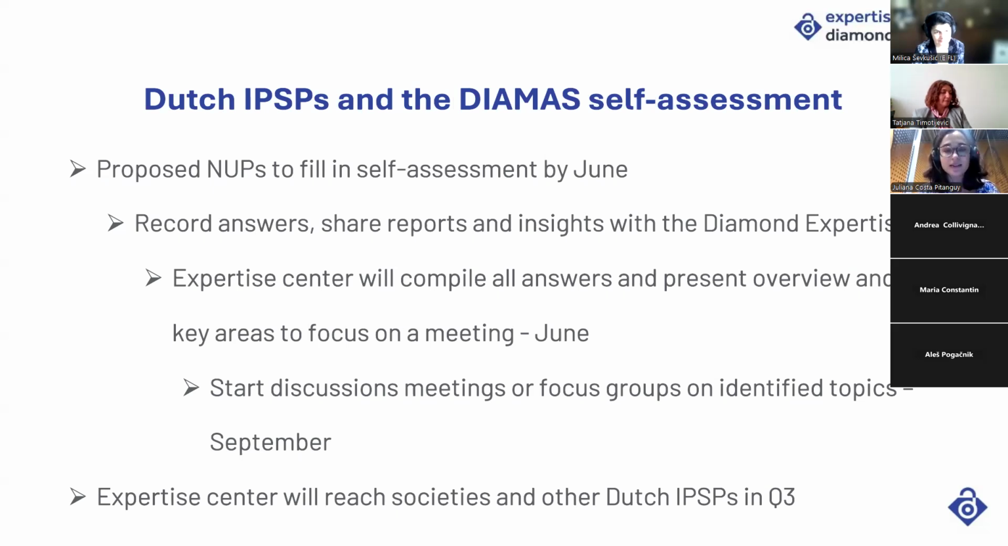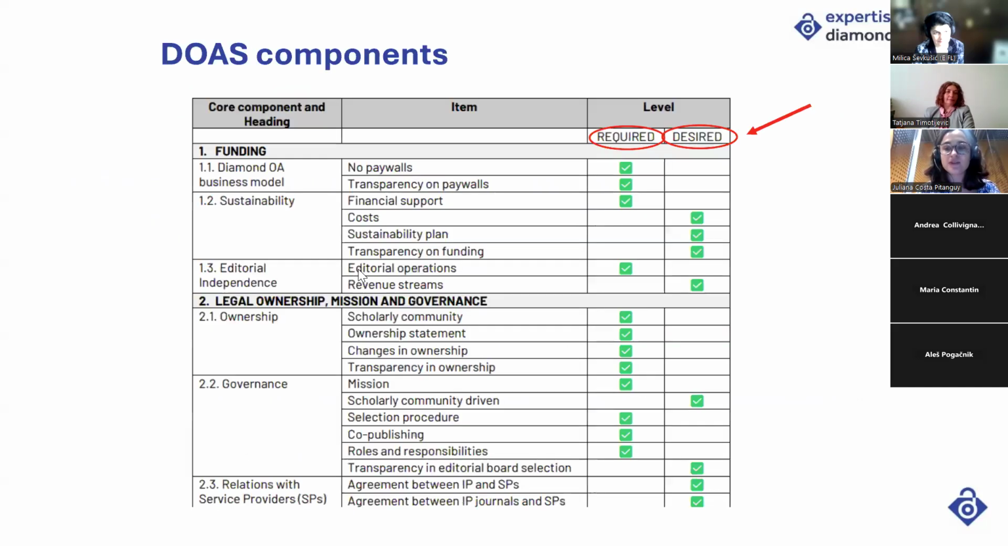And we'll start discussions with focus groups we identified based on what they filled in. And then as of Q3, we'll reach the other groups, the societies, and any other Dutch IPSP. But we'll focus for now on the NUP, the Netherlands University Presses, the 6 presses and 1 institutional provider.